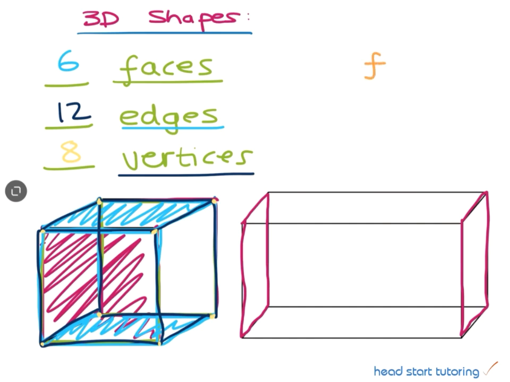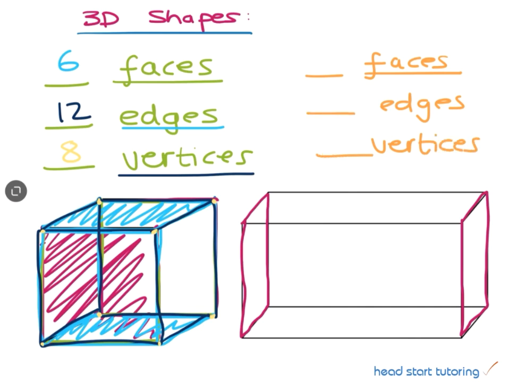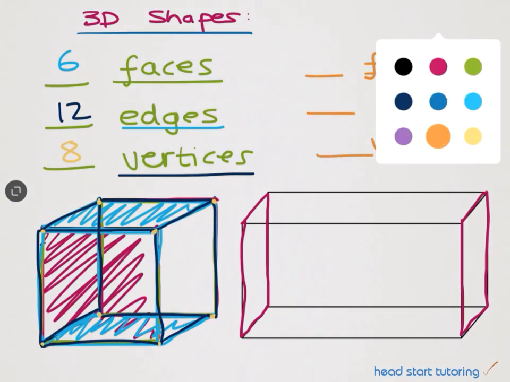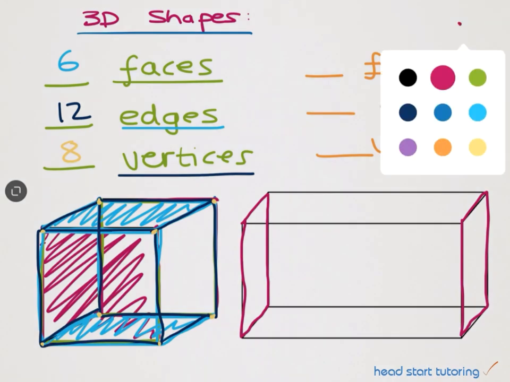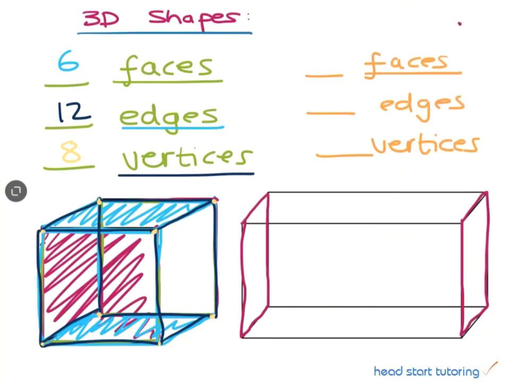We again need to have a look at our faces. So how many faces are there? How many edges are there? And how many vertices there are. Right, so as you'll soon see, our cube and our cuboid have the exact same properties. So let's just prove that. So how many faces does our cuboid have?